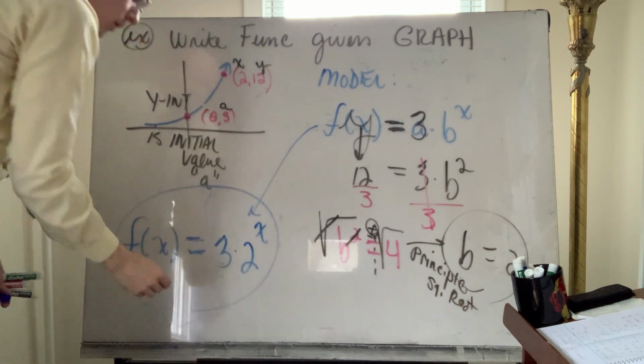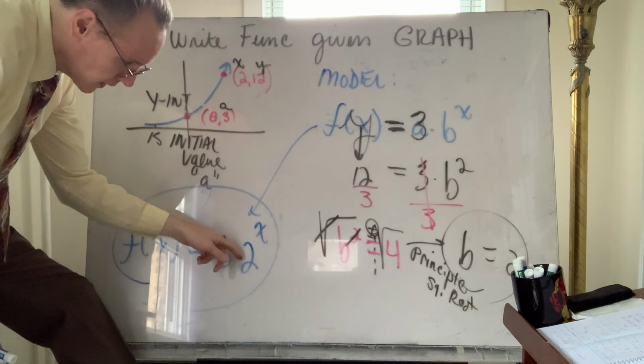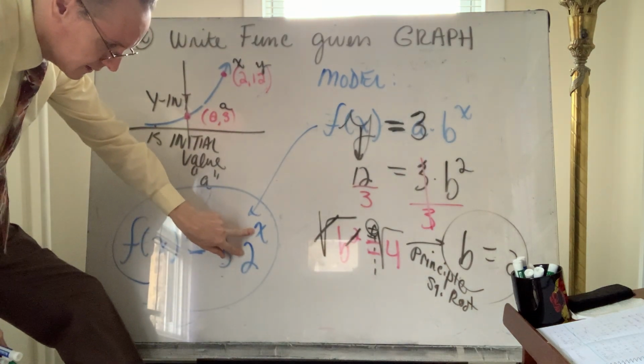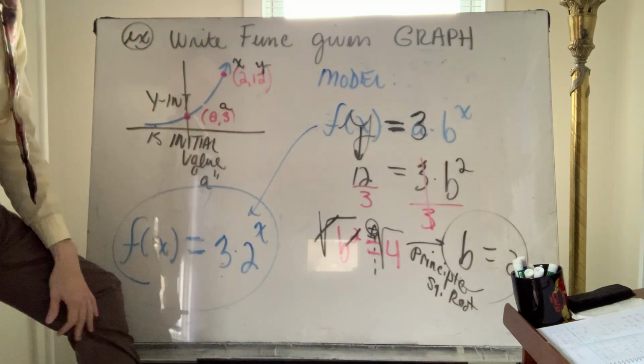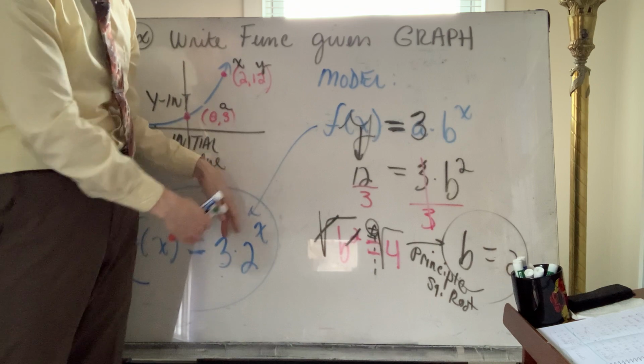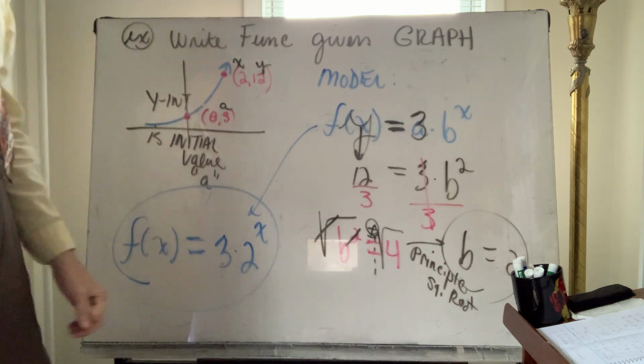And you might say, oh, why don't you just combine 3 and 2? You can't, remember, because this base is affected by the exponent, but this coefficient is not. So they have to remain separate from one another in this arrangement.